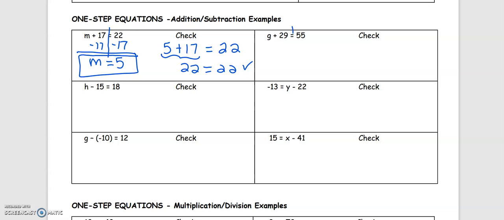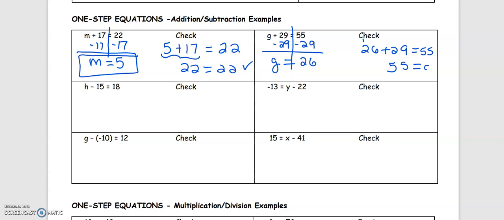Take a look at the next one. Again, same thing, line down the equal sign. I'm going to subtract 29 on both sides. I have g equals, because my 29 and negative 29 are inverse operations. And I think we get 26 here. Again, we check it. We take 26, we add it with 29 and see if we get 55 there. 9 and 6 is 15. Carry the 1. I think we do get 55.